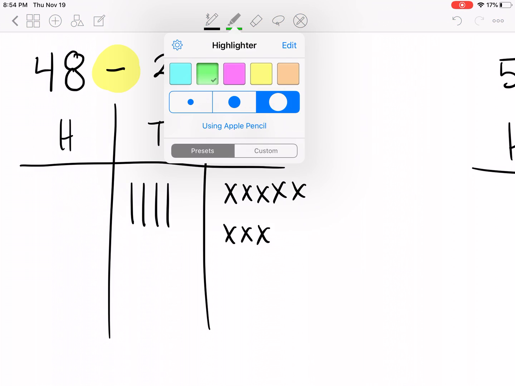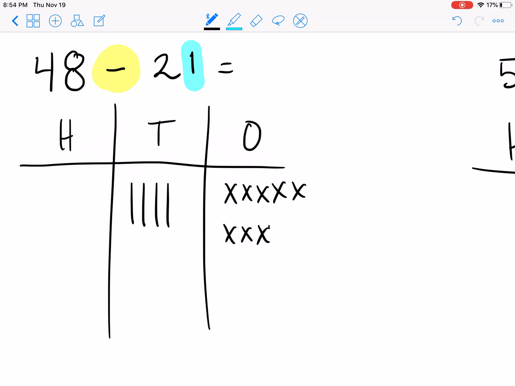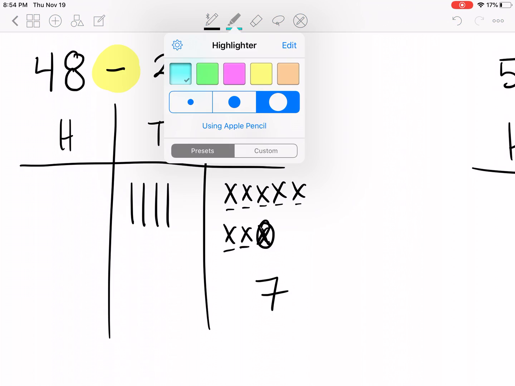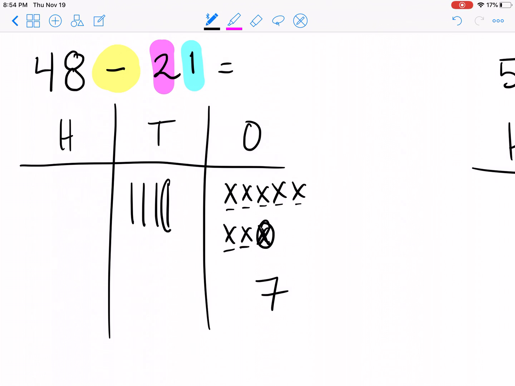So remember, when we're subtracting, we start with the ones place. We take away 1, that's gone. So we have 1, 2, 3, 4, 5, 6, 7 remaining. And then we're going to take away 2 tens. 1, 2, these are gone. Our difference is 27. The difference is 27 because the difference is the answer to a subtraction problem. And I'm going to discuss that vocabulary more in a little bit.